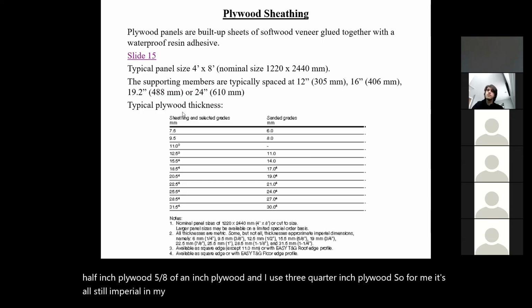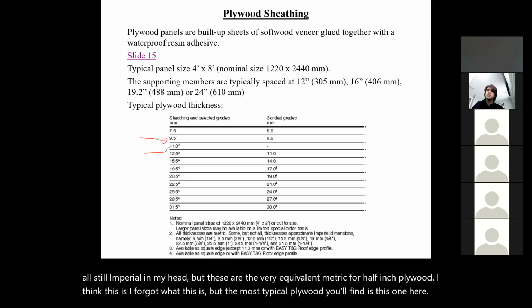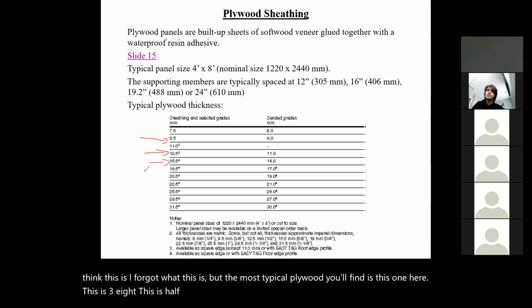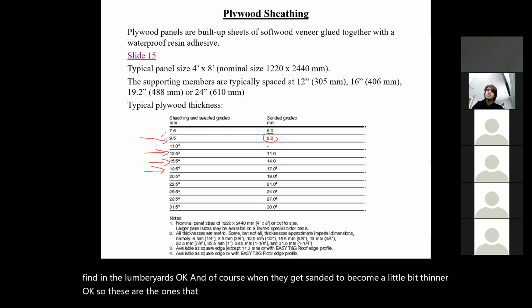But these are the metric equivalents. For 1/2 inch plywood, I forgot what this is, but the most typical plywoods you'll find are these. This is 3/8, this is 1/2 inch, this is 5/8, and this is 3/4. So these are the typical ones that you find in the lumber yards, okay? And of course, when they get sanded, they become a little bit thinner. These are the ones that you use for framing, in other words, when you want to create a floor, wall sheeting, or whatever.